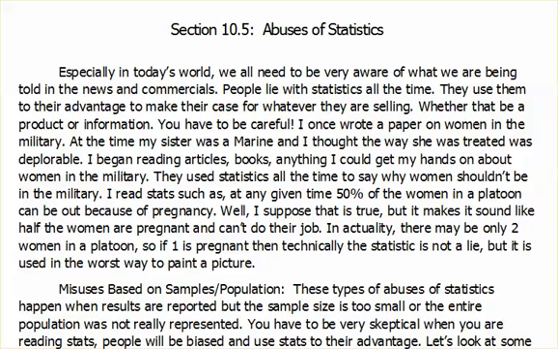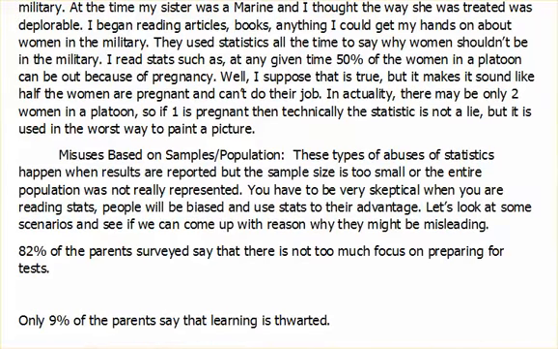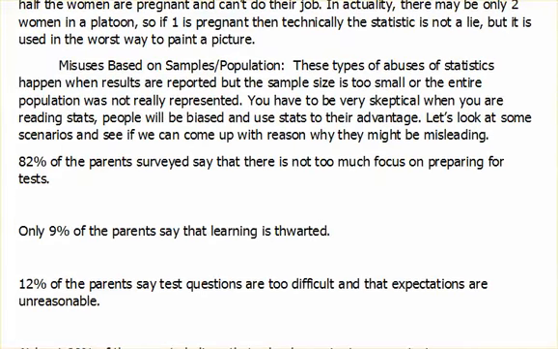So we have misuses of data based on samples and population. And these types of abuses of statistics happen all the time. It's because our sample size is too small or the entire population was not really represented. Things like bad sampling: if you're just sitting there and whoever you happen to run into that day, you ask them a question, that's a bad sampling method. You're not really getting a true representation of the population by just getting people in one location. That's a very small part of the population.